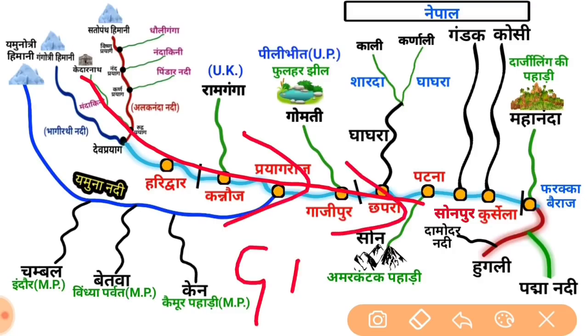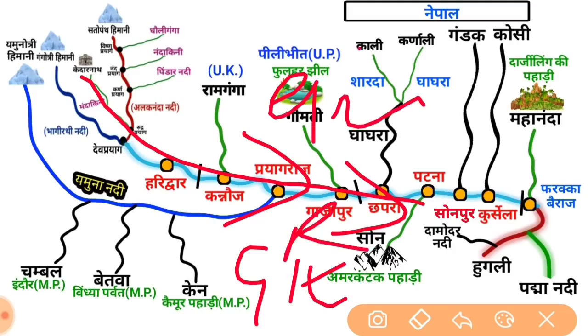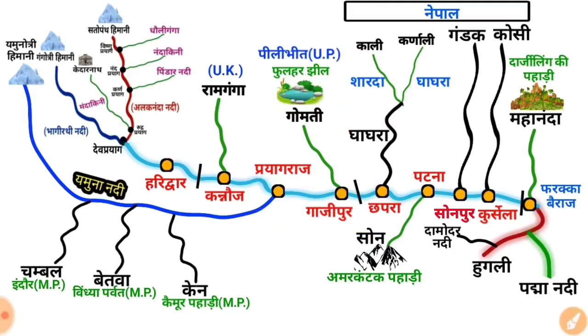So this will be the right side, and above will be the left side. Remember, this is the right side and this is the left side. You will see according to your convenience. Okay, right? So which river is meeting in Kannauj? Ramganga river. And where is it coming from? From Uttarakhand. And it is the first tributary of the Ganga river.